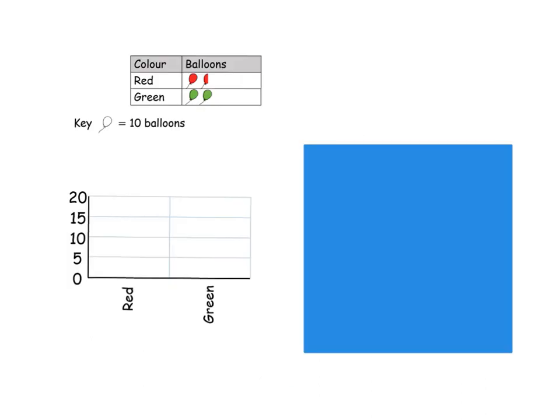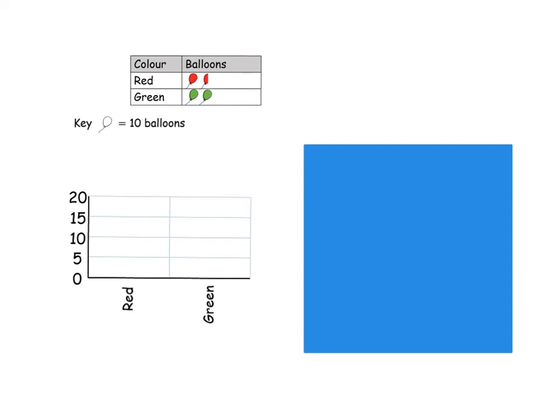Okay, Year 2. Here you can see a pictogram, and this pictogram tells us how many balloons we have altogether. The key below, just here, tells us that 1 balloon is equal to 10 balloons in real life. We're going to draw a block diagram now to represent this data.